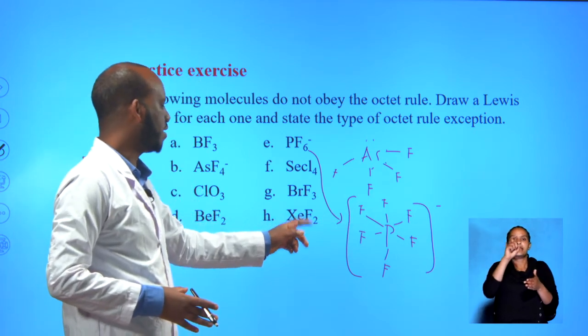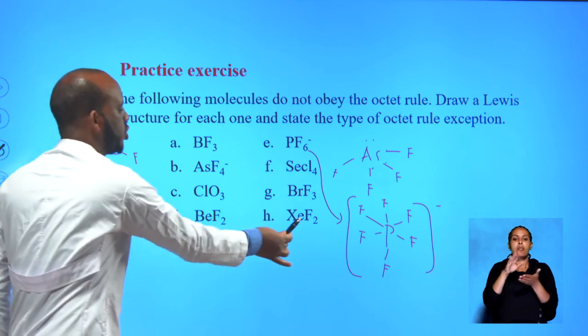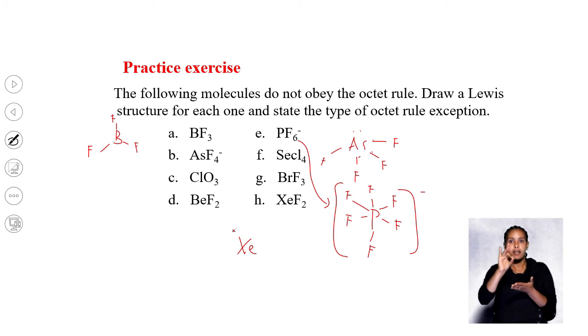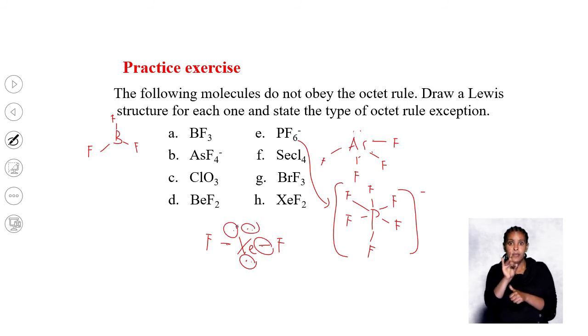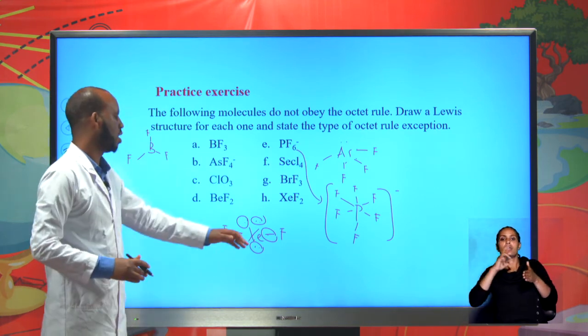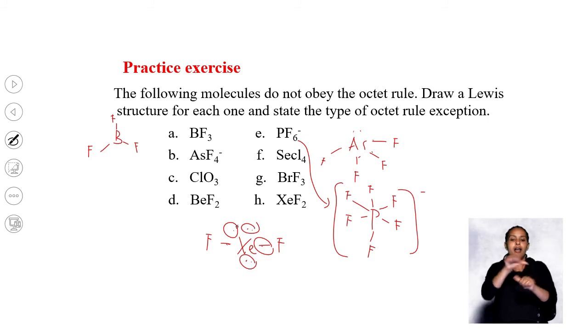Xenon difluoride. The valence electron of xenon is 8, bonded with 2 fluorine atoms. How many electrons are there on the central atom, xenon? 2, 4, 6, 8, 10, which is known as an expanded octet, more than 8 electrons on the central atom.